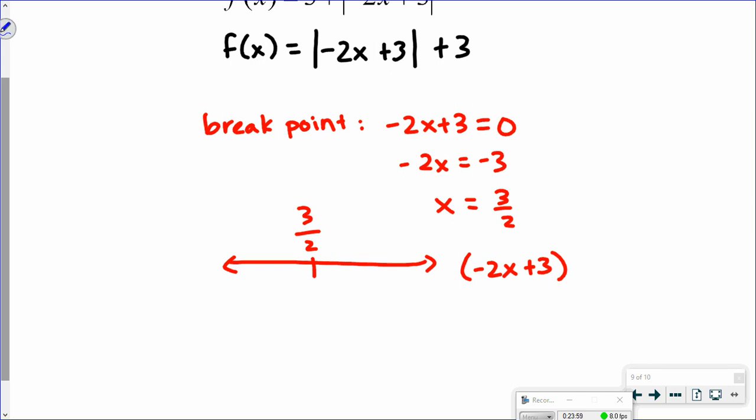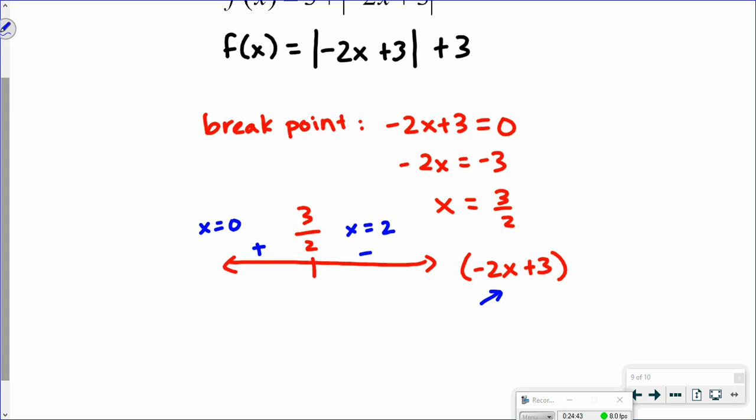So let's say I pick x equals 0. If I plug in 0 for x here, negative 2 times 0 plus 3 is 3. Negative 2 times 0 is 0, plus 3 is 3, so that's positive. Okay. And then 3 halves is 1 1/2, so let's say I plug in 2. Negative 2 times 2 is negative 4, plus 3 is negative 1, so that's negative.